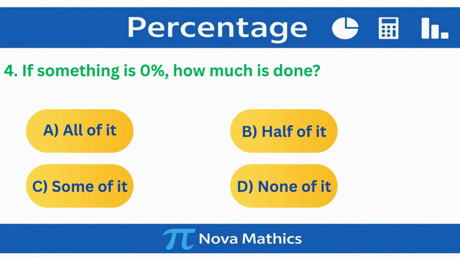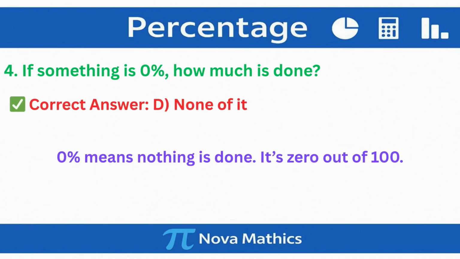4. If something is 0%, how much is done? Correct answer is none of it. 0% means nothing is done. Totally empty.